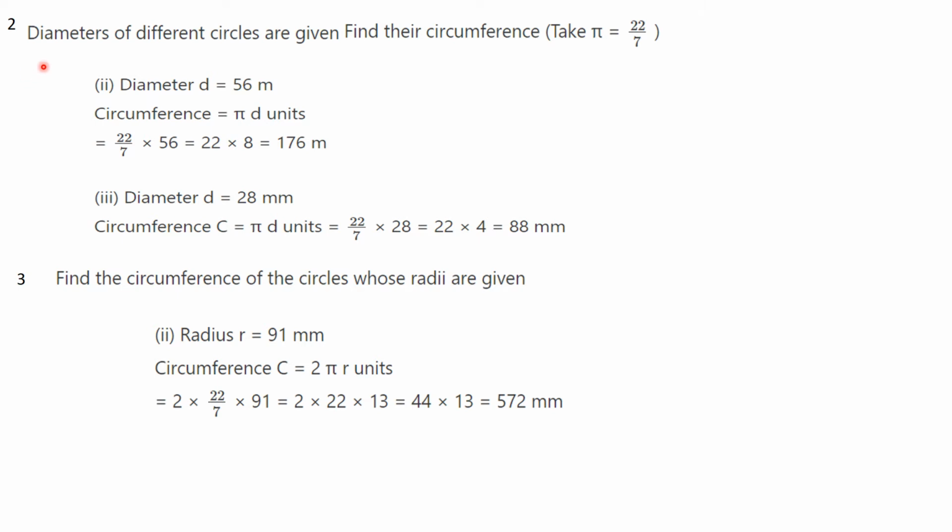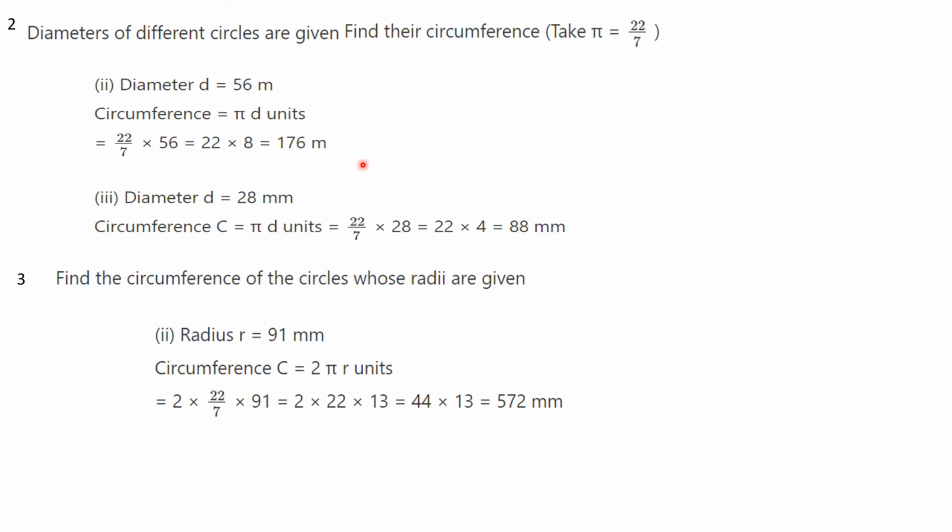Diameters of different circles given. Find their circumference. Here we have to take pi equal to 22 by 7. So given diameter d equal to 56 meters. So we use this formula, circumference of the circle pi d units. Pi is 22 by 7. So 22 by 7 into 56. 7 and 56 you cancel with the 7 table. 7 is 1 and 56 is 8. So 22 into 8 equal to 176 meter.